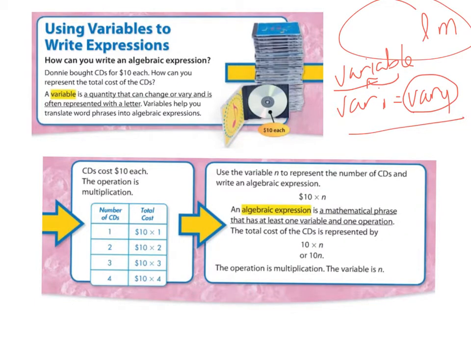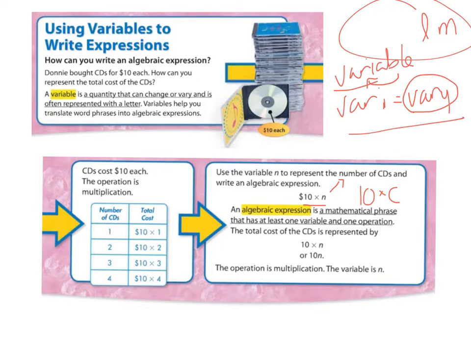And then we need to use the variable n to represent the number of CDs and write an algebraic expression. I talked about using a variable which can change, and whatever makes the most sense. They picked n, and I'm wondering, why did they pick n? Well, look right here, n is the first letter of number of CDs. 10 times the number of CDs. So that's how I read that. Another variable you could use would be 10 times C, for CDs. It really doesn't matter. They just picked one. Any other letter would not be wrong.